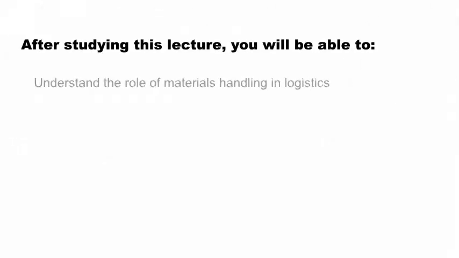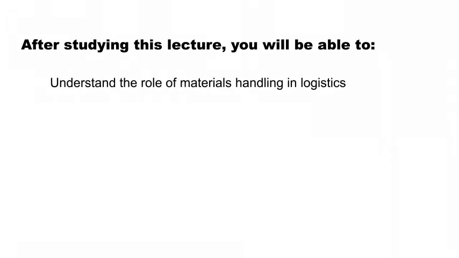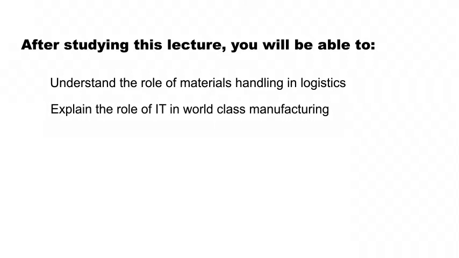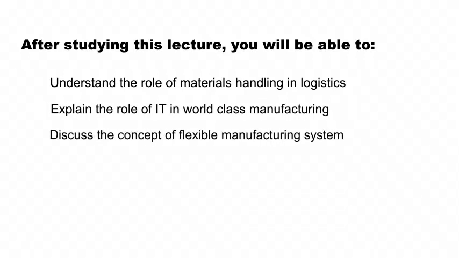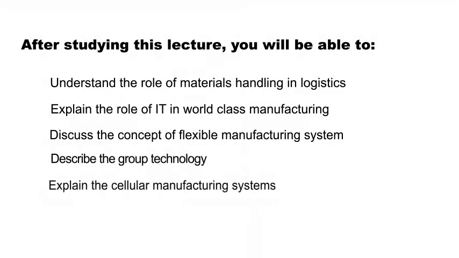Hello students, welcome to the lecture on automation in design and manufacturing. After this lecture we will be able to learn the following objectives: explain the role of IT in world-class manufacturing, discuss the concept of flexible manufacturing system, describe group technology, and explain the cellular manufacturing systems.